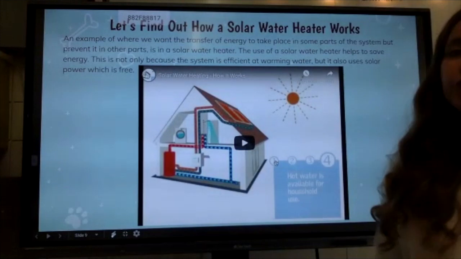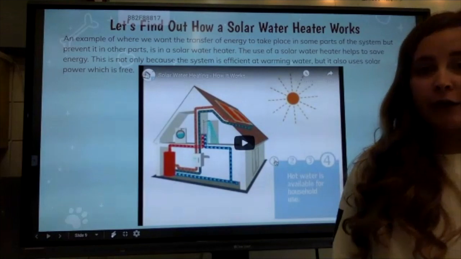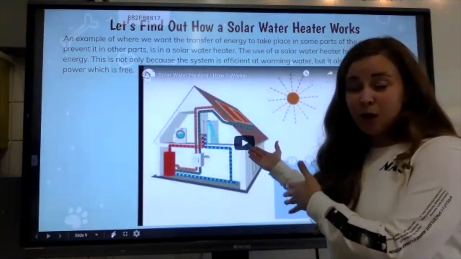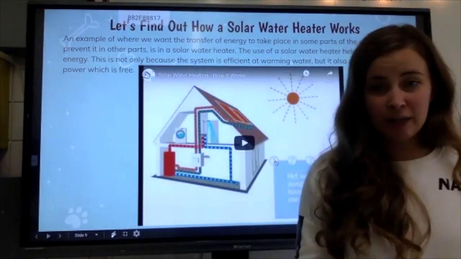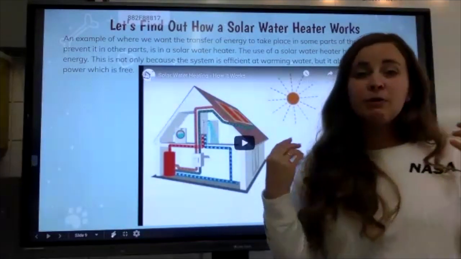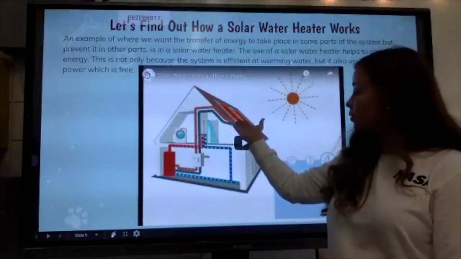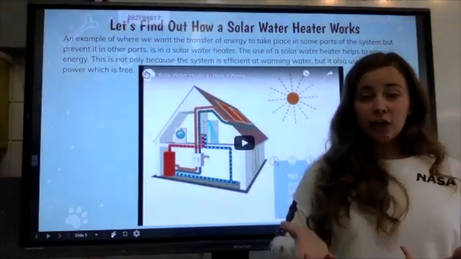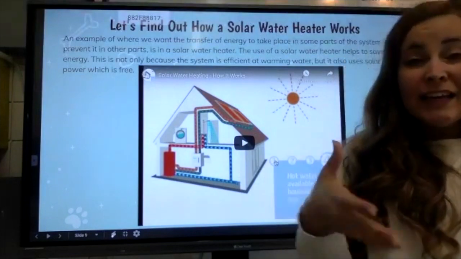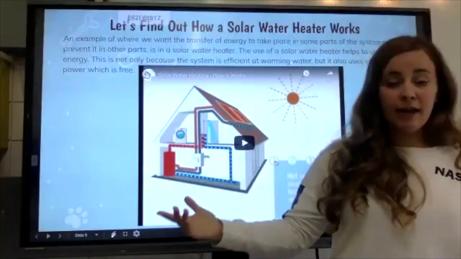So first, we are going to look at the example of a solar water heater. And in the solar water heater, there are places where we want the energy transfer to take place. So we're going to want to use a conductor there. But then once the heat has been transferred from the sun to the solar water panels, once it's been radiated down and we capture that energy, then we're going to want to insulate it so that we can maintain the heat throughout the rest of the house.